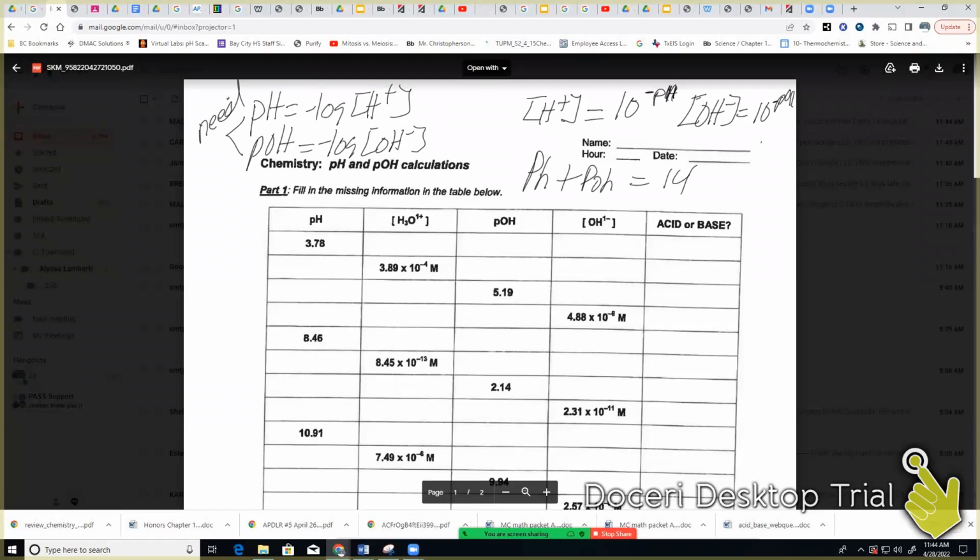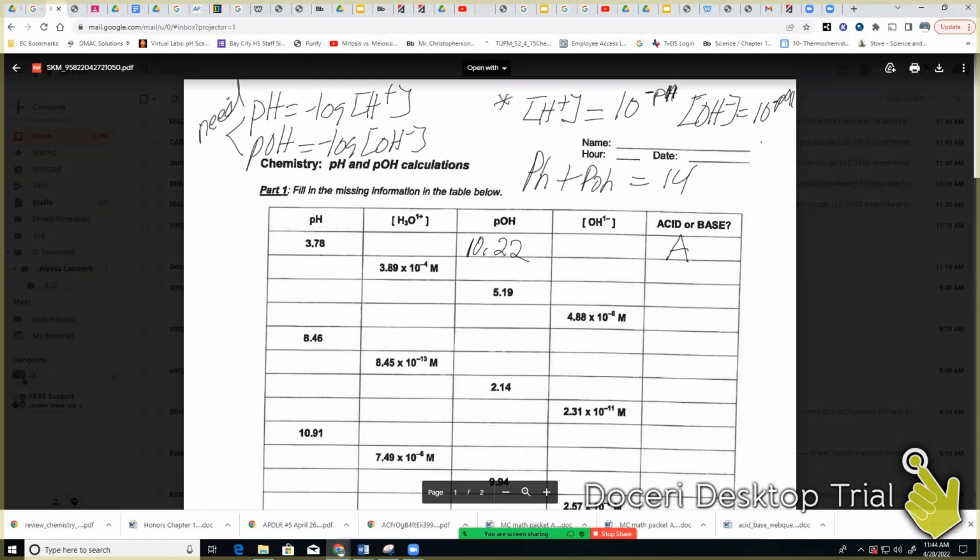So on my first one, I have the pH. So I'm going to do the easiest thing, and I'm going to decide whether it's an acid or a base. Since it's 3.78, it would be an acid. Be sure you always look at your pH, not your pOH, because pOH will flip it. My second easiest thing would be to get my pOH, because I'm just going to take 14 minus 3.78. Want 2 places behind my decimal. 10.22.